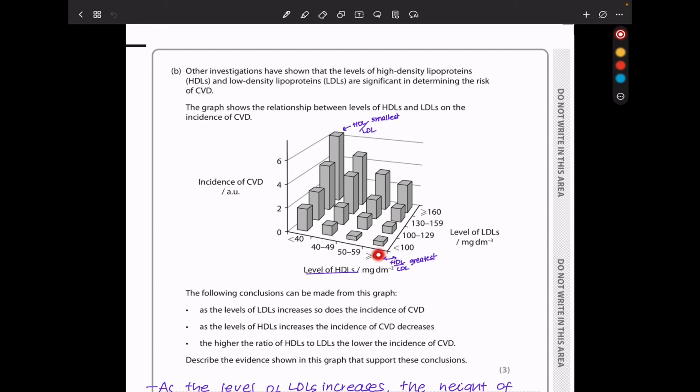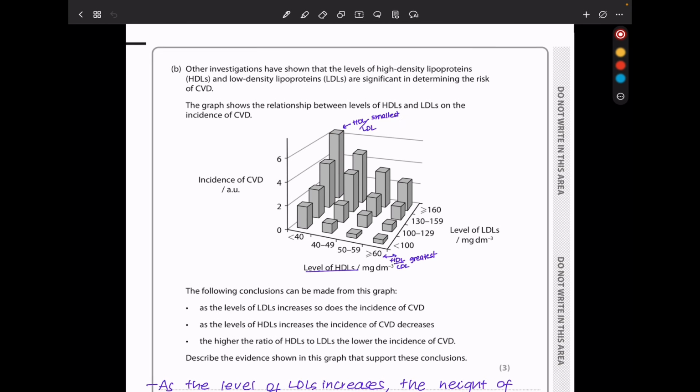Since here we have the greatest HDL, and closer here we'll have the lowest LDL, I'm talking about this value here, greatest HDL, lowest LDL, we're going to have the greatest HDL to LDL level. And over here, we will have the least HDL, and we'll have the greatest LDL. It means we're going to have the smallest HDL to LDL level.